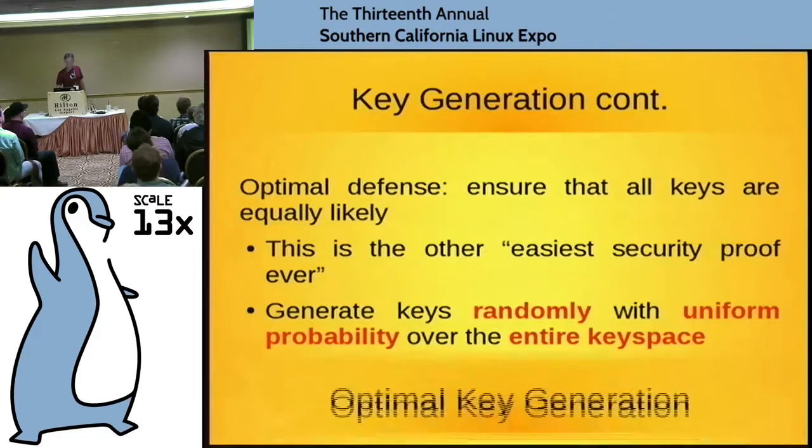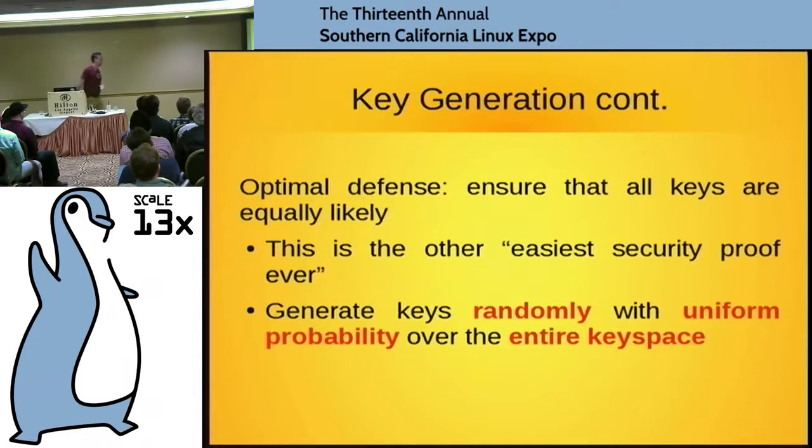So the point is that what we have to do, so how do we defend against this? This is the other easiest security proof ever. So, get out a pencil and paper and play with it. What you have to do is just satisfy the assumption that I made. Make all keys equally likely. So how do you do that? You generate them randomly, okay, with a uniform probability.